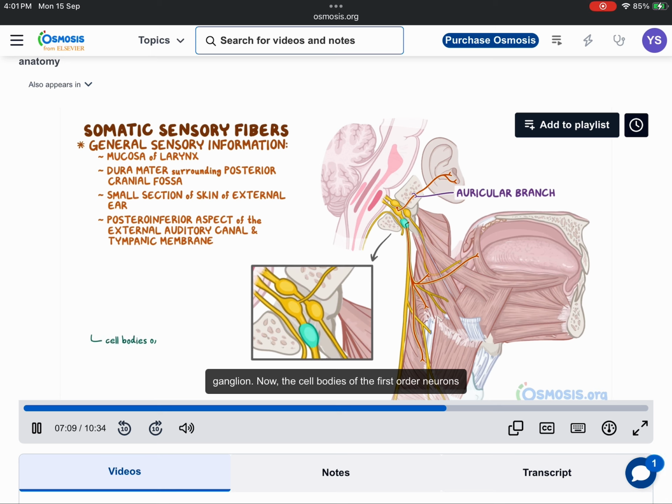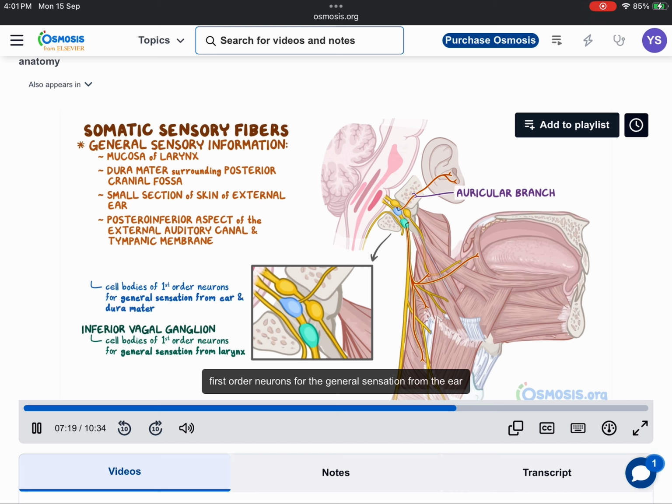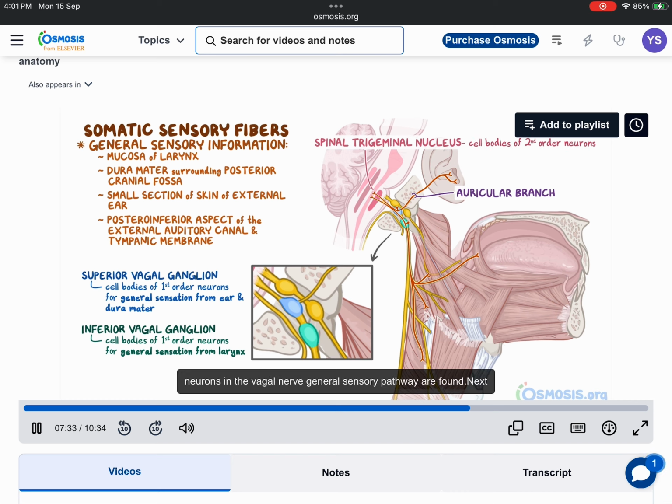Now, the cell bodies of the first-order neurons for the general sensation from the larynx are found in the inferior vagal ganglion, while the cell bodies of the first-order neurons for the general sensation from the ear and dura mater are found in the superior vagal ganglion. From here, the fibers project to and synapse in the spinal trigeminal nucleus located in the medulla, which is where the cell bodies of the second-order neurons in the vagal nerve general sensory pathway are found.